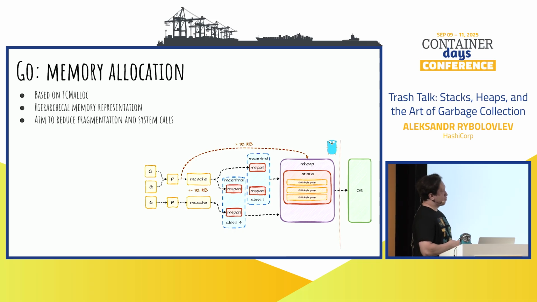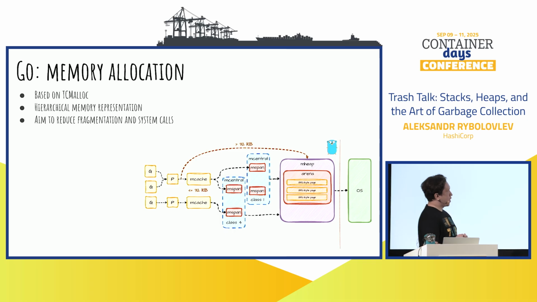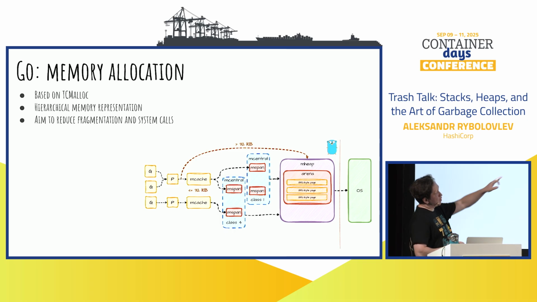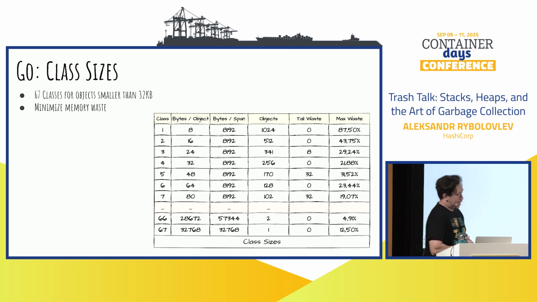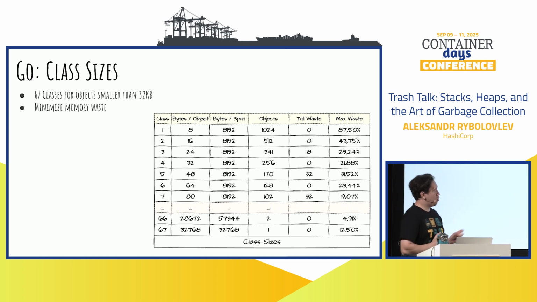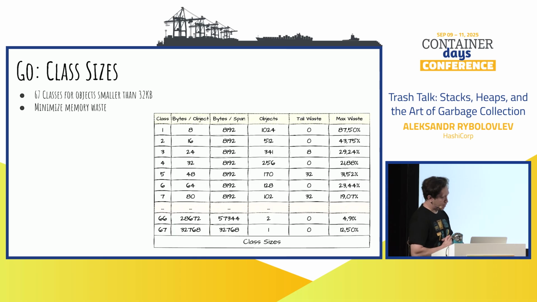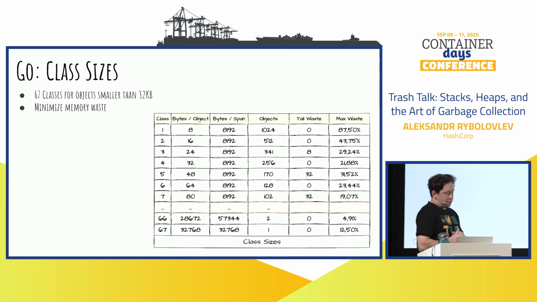Over the next few slides, I'm going to go through this picture step by step so you would better understand what's happening there. Before we jump into this, I want to point out that in Go, when it comes to object size, there are two types: big objects, everything that is bigger than 32 kilobytes, and small objects, everything that is less than or equal to 32 kilobytes. Go classifies those small objects further into 67 different classes, and that helps reduce fragmentation and minimize memory waste.